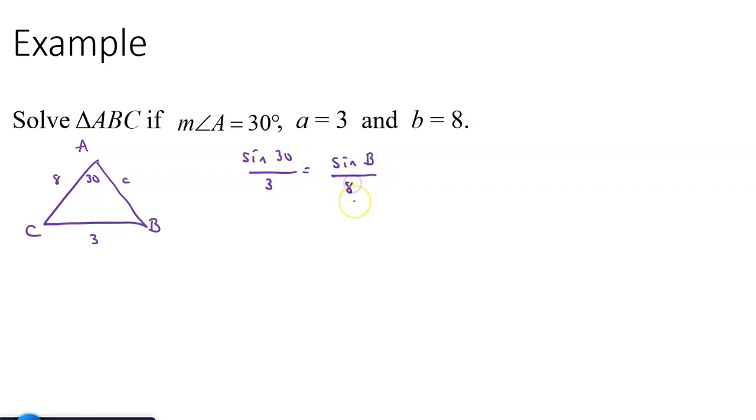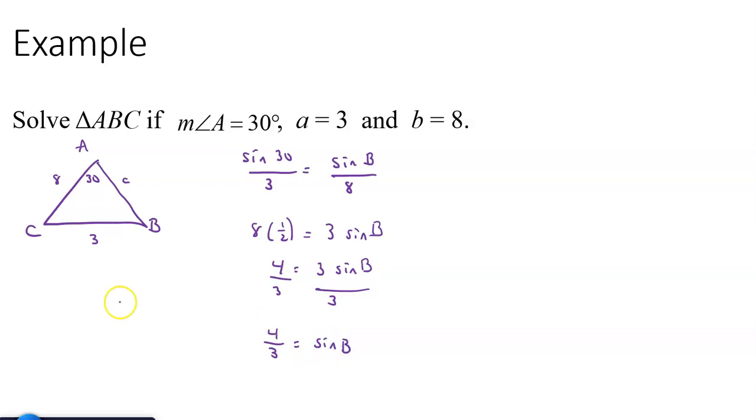So again, to set these up, I have to have 3 of the 4 parts. So I have to have an angle and a side, and then either an angle or an opposite side. All right, so I get 8 times the sine of 30, which is a half, equals 3 times the sine of B. So 4 equals 3 sine B. Divide both sides by 3. Something happens here. We get 4/3 as the sine of angle B.